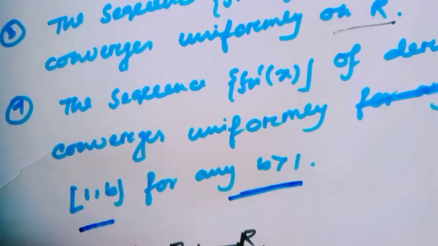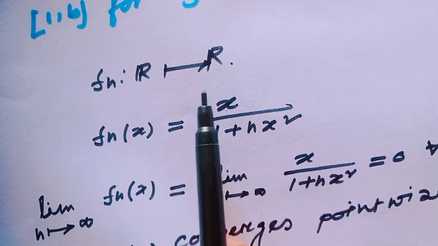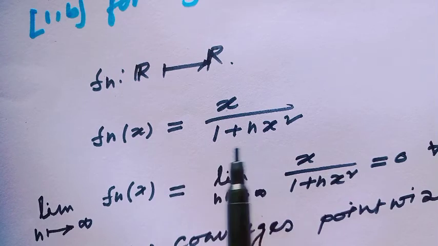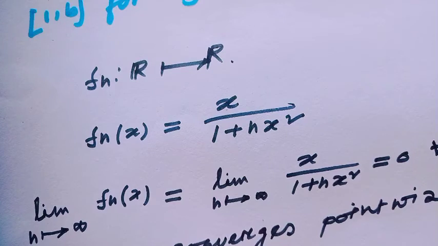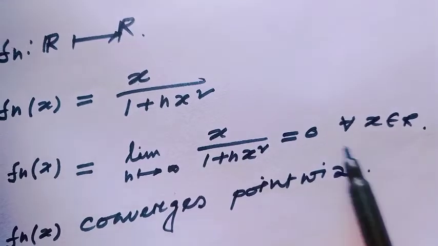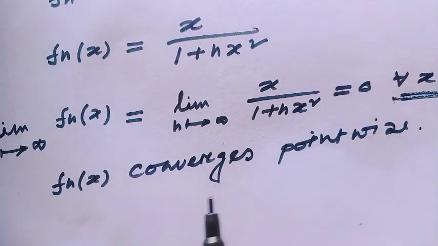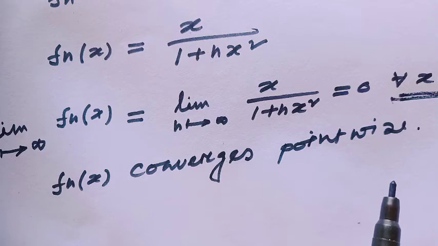Okay, let's verify the options. f_n is defined from R to R such that f_n(x) equals x over 1 plus n x squared. The limit as n tends to infinity is obviously 0. This is defined for all x belonging to R. That implies f_n converges pointwise. Now I will see whether this function is uniformly convergent.